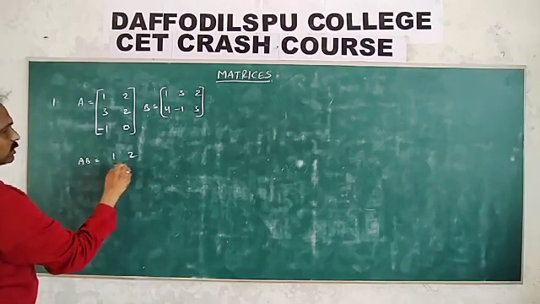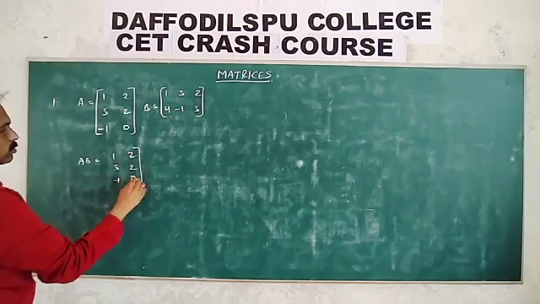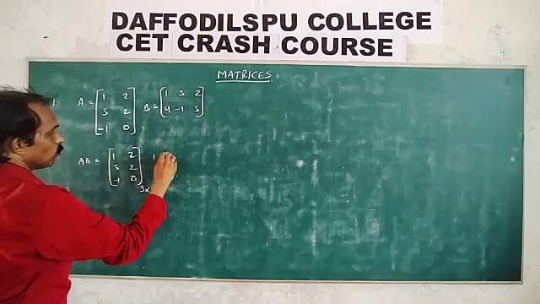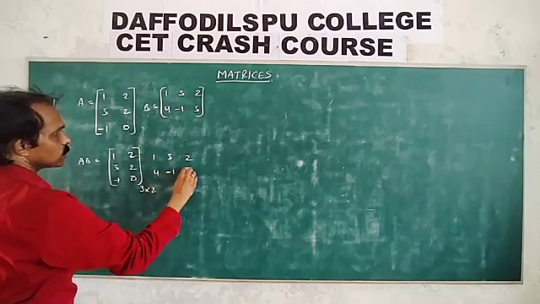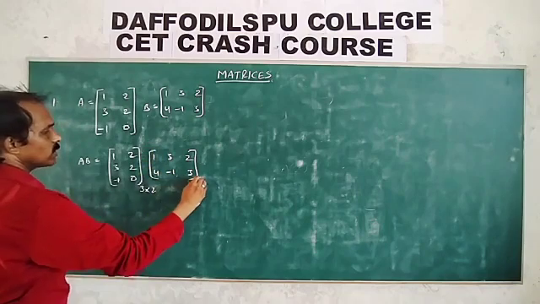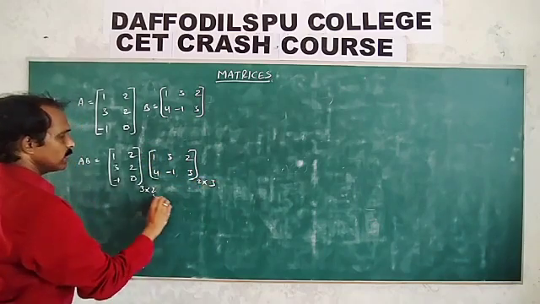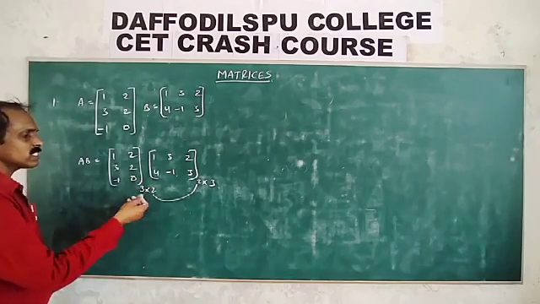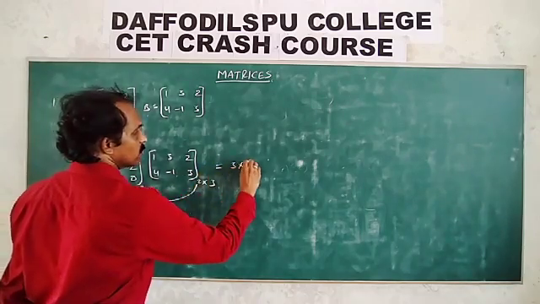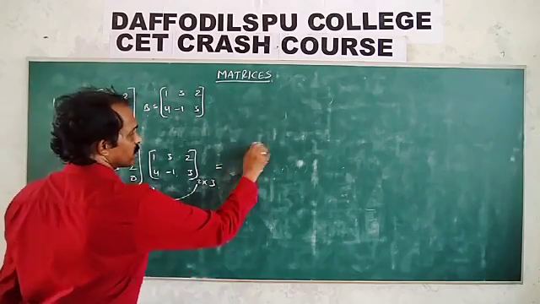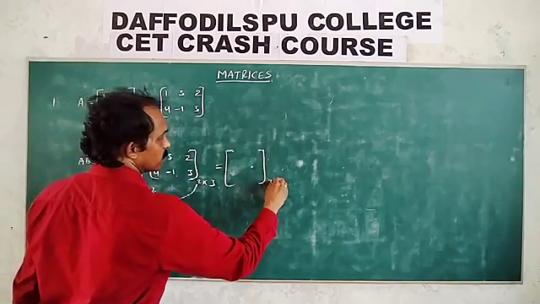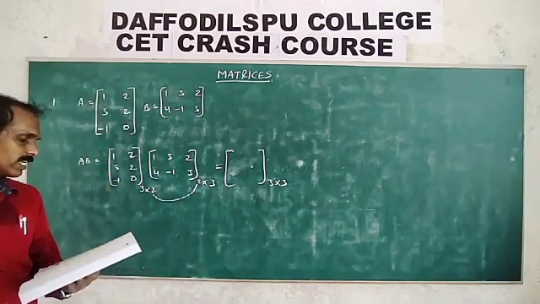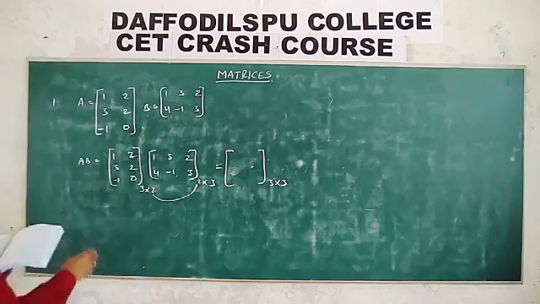The first matrix [1, 2, 3; 2, -1, 0] has order 3 by 2, and the next matrix [1, 3, 2; 4, -1, 3] has order 2 by 3. It is possible to multiply. What is the resultant order? The resultant order matrix is 3 by 3. So 3 by 3 means here is the second option.